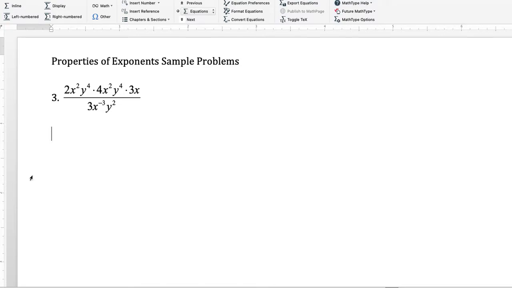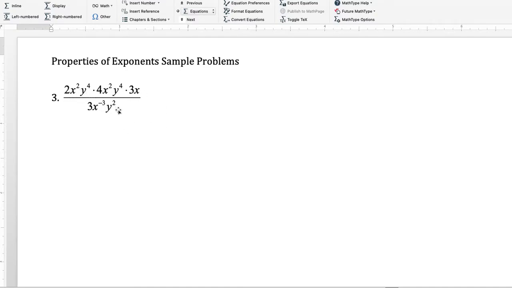So that's how we're going to approach our exponential expression here. And the analogy: we've got 2x squared y to the fourth, 4x squared y to the fourth, 3x, 3x to the negative 3 y squared. All of these different pieces. Well, all of the like pieces are going to go together, just like all the books go together, all the clothes go together.